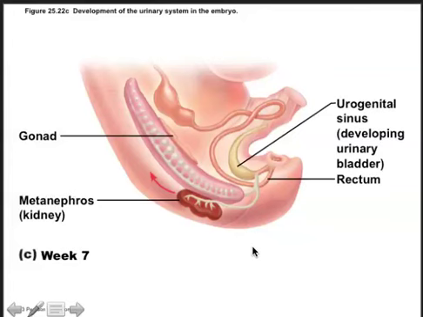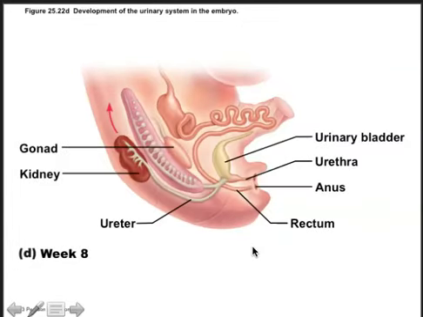So as we move from week 7 to week 8, what do we see? Well, the kidney begins to elaborate and ascend, okay? Mesonephros are still there, but they're beginning to shrink in size. You can see now the ureter full-fledged. There's the renal pelvis. There's the ureter. Okay. You can see the rectum and the anus there. This is eventually going to be the urethra, and there is the urinary bladder.